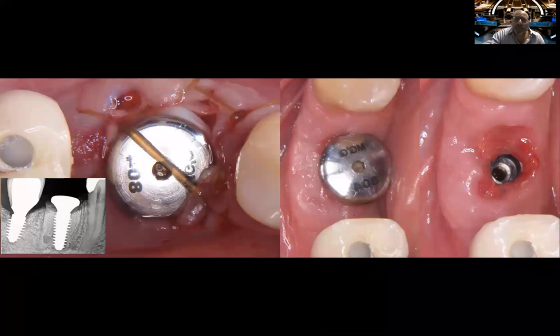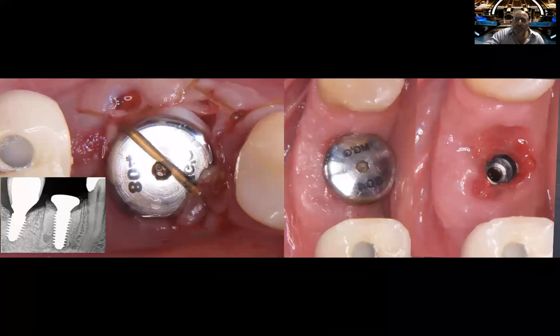And as you can see in this slide here, this looks to me like it's almost like a remaining root tip.